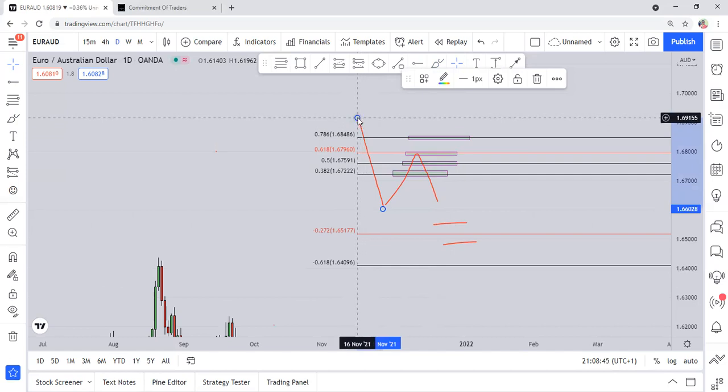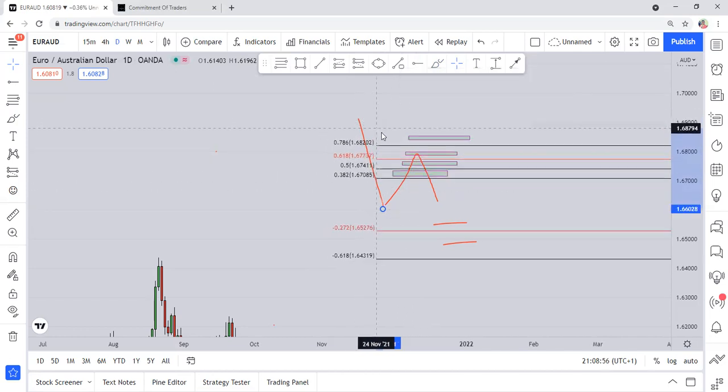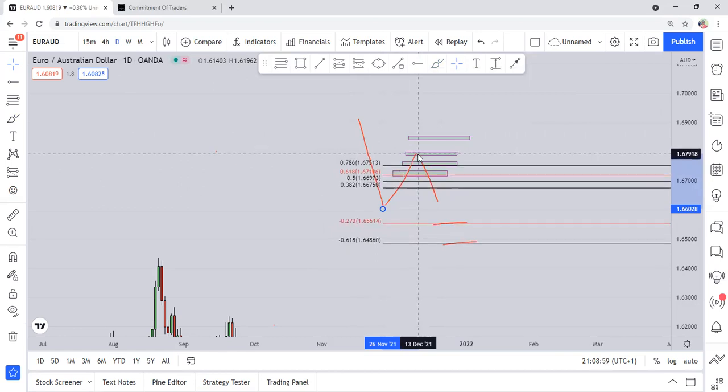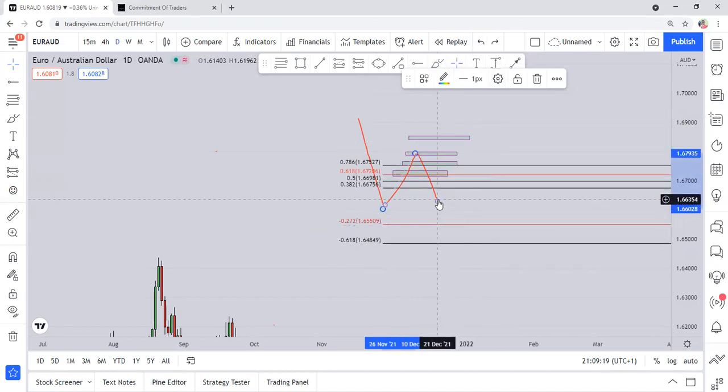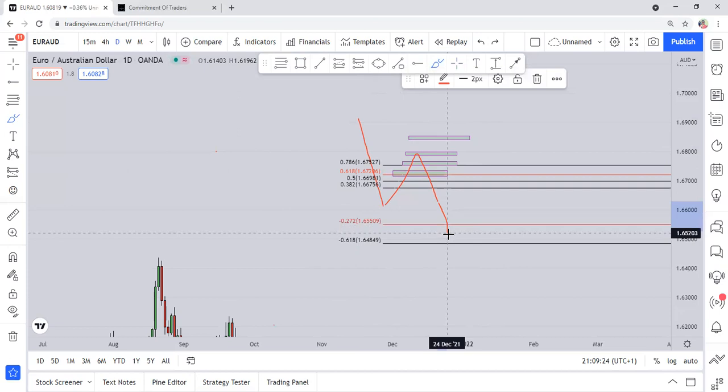The right way to do it is, since the impulse has created itself and the correction is completed, you want to get the next move on the correction. You move your Fibonacci at the top of the correction. This will give you your take profit level. The take profit level is going to be the minus 0.272 Fibonacci ratio or the minus 0.618 Fibonacci ratio. Don't forget, it depends on which of them align perfectly with structure. Okay, so from here, your take profit is likely to be any of these levels.